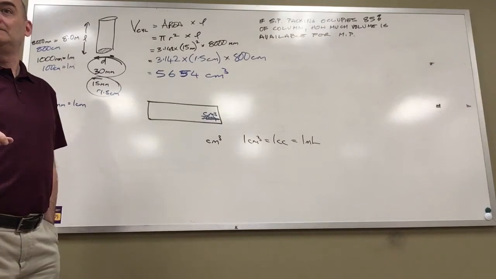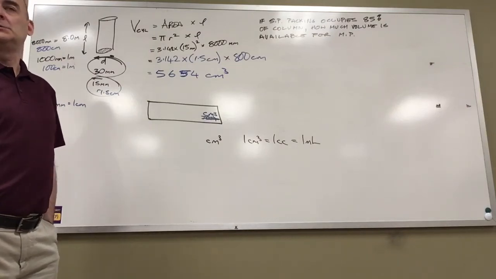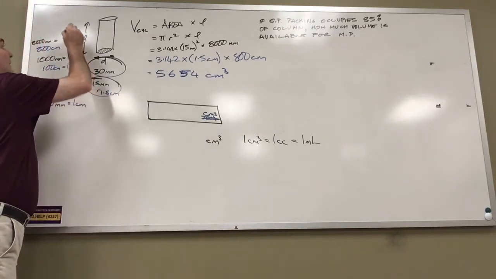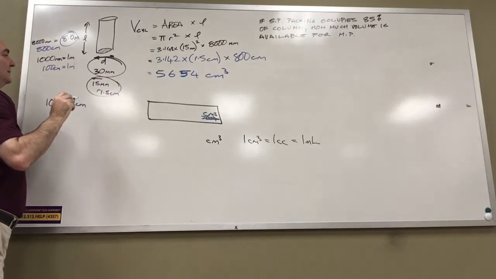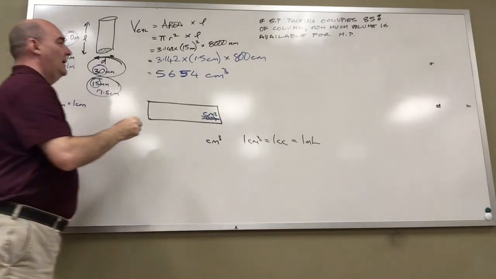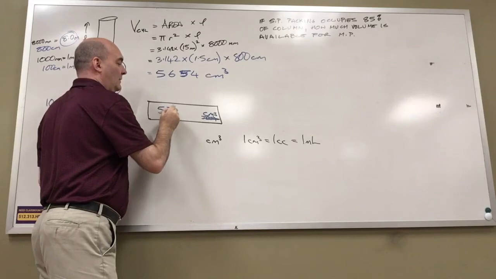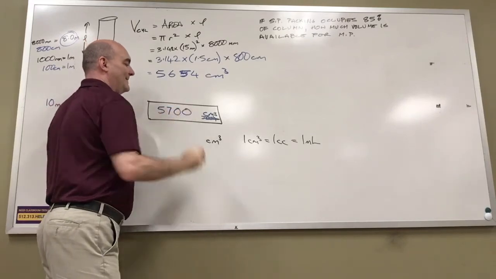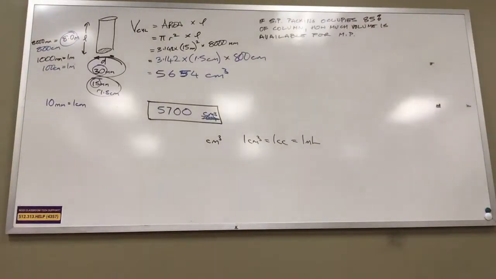Okay. How many significant figures are in my calculation? 2. I have 2 digits of precision here. I have 2 digits of precision there. I'm going to limit my answer to 2 digits of precision at the end.